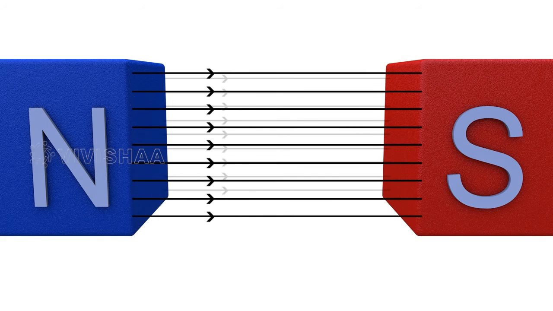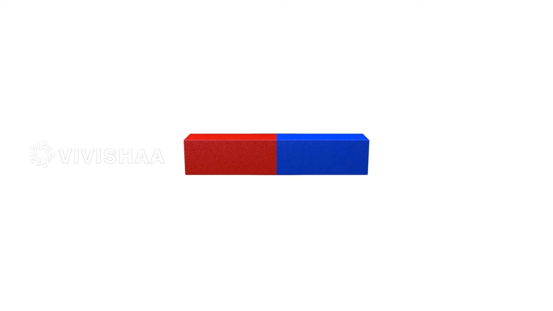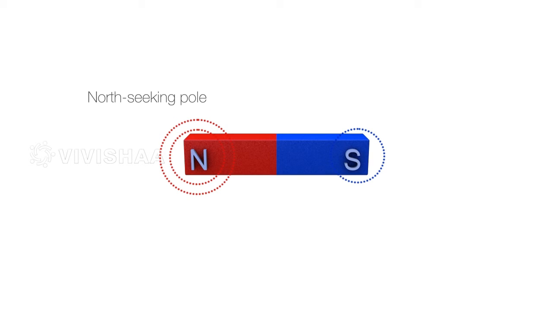Magnetic materials have magnetic properties because of the motion of the electrons in them. Every magnet has two ends, or poles. Most of the strength is concentrated at the poles of the magnet. The poles of the magnet have opposite charges. The north pole of a magnet is referred to as north-seeking pole. The south pole of a magnet is referred to as south-seeking pole.